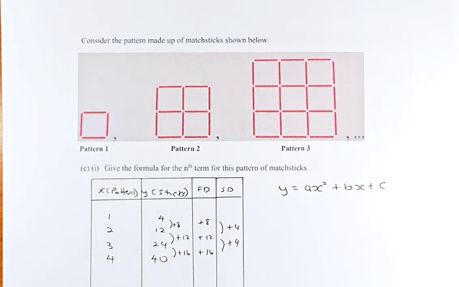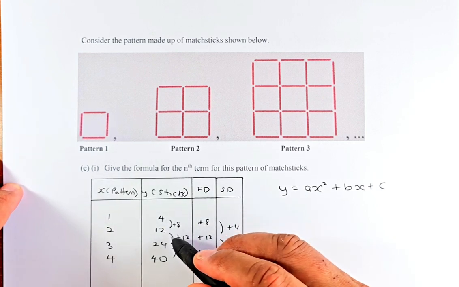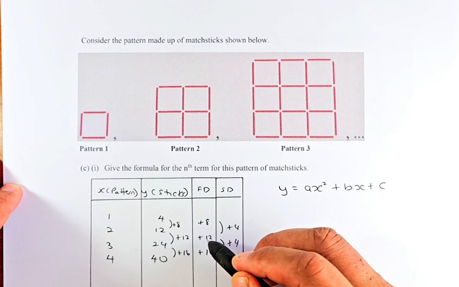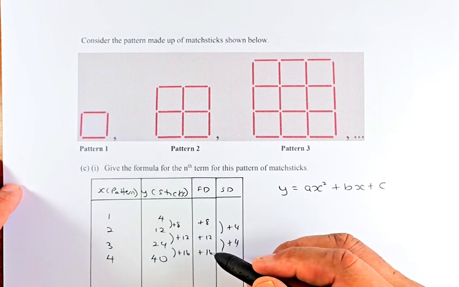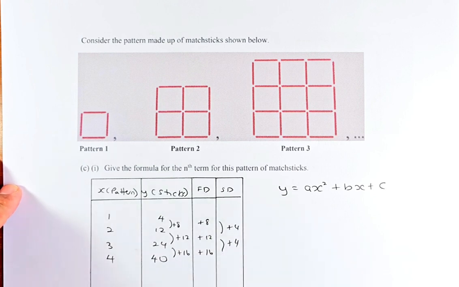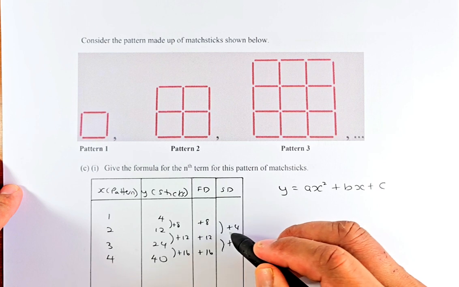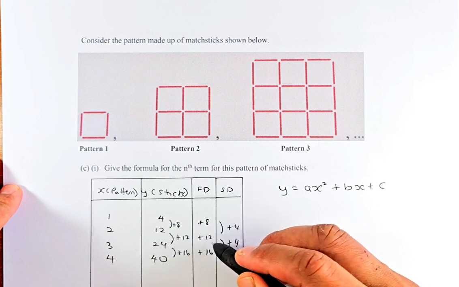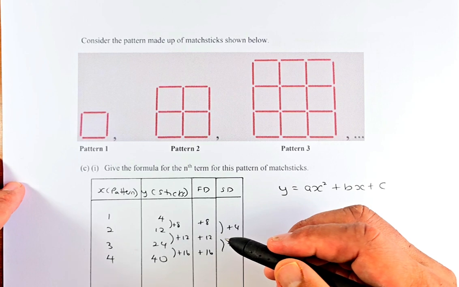So to do a quadratic, you need to find the first difference. 4 to 12, the difference is 8. 12 to 24 is 12. And 24 to 40 is going to be 16. This is not a linear. If it were linear, the first differences would all be the same. But because it's a quadratic, we need to find the second difference. From 8 to 12, the difference is 4, and 12 to 16 is 4 also. So the second difference must be the same for it to be quadratic.